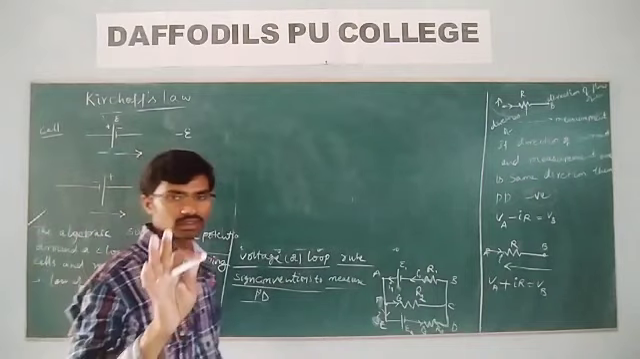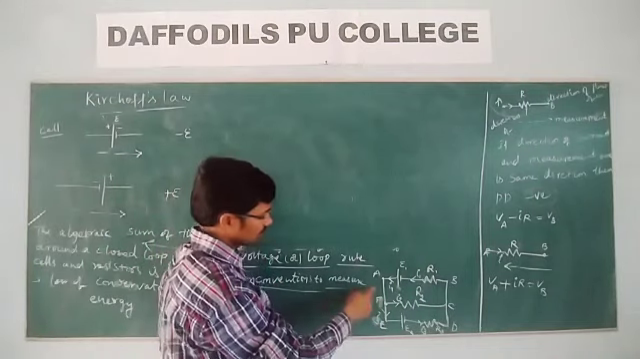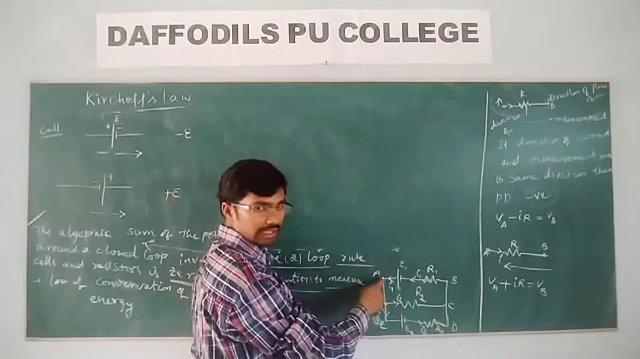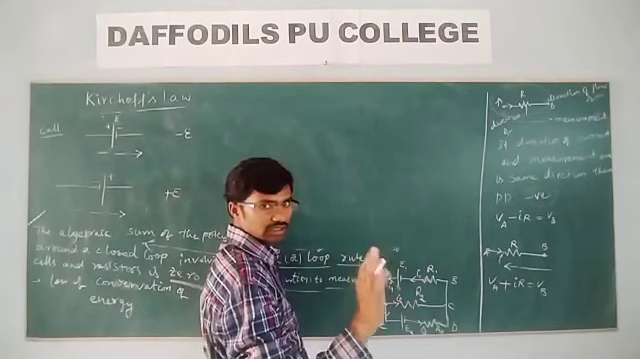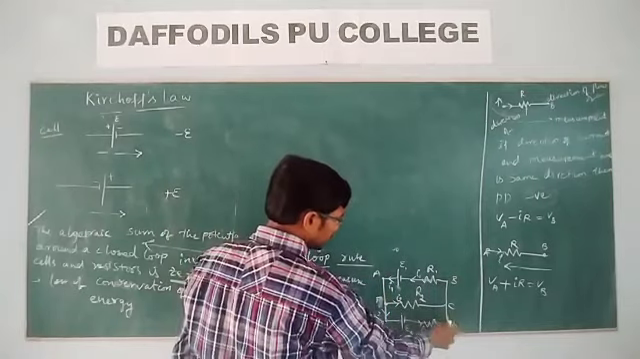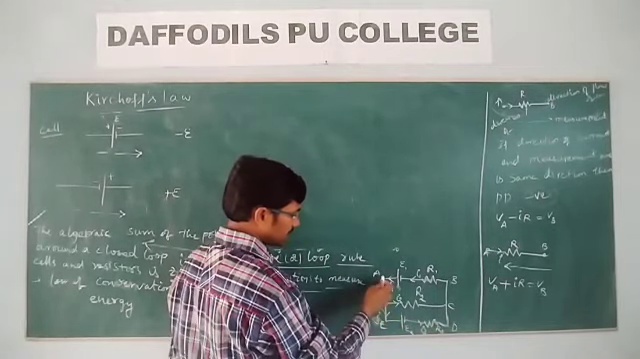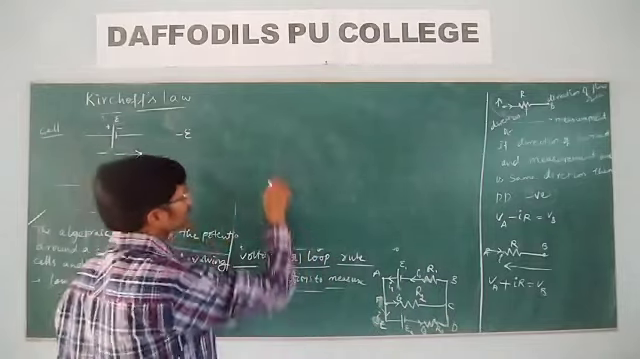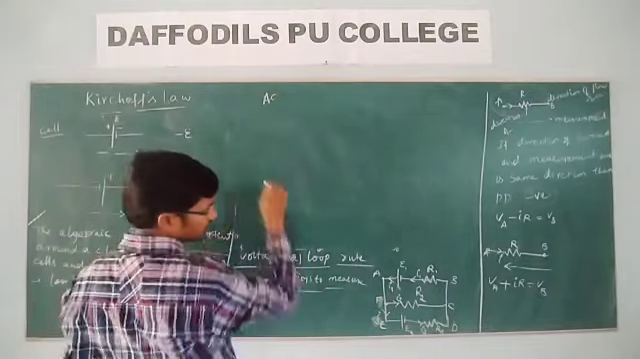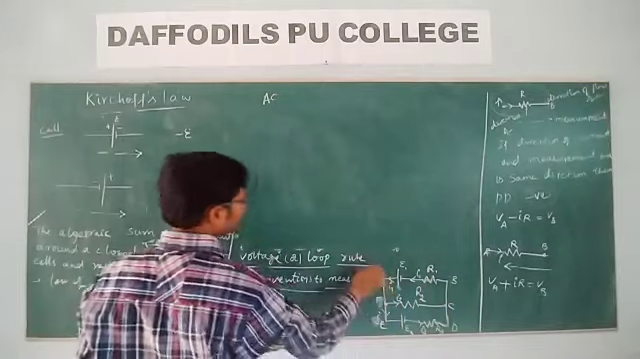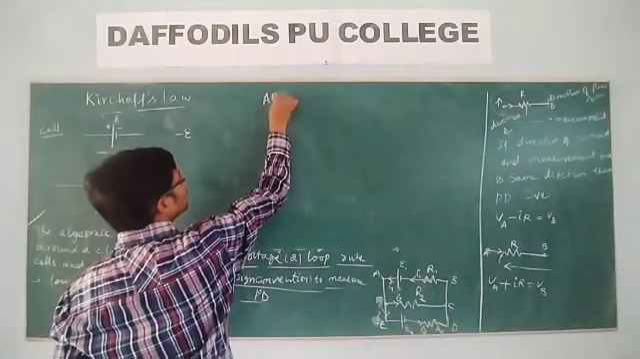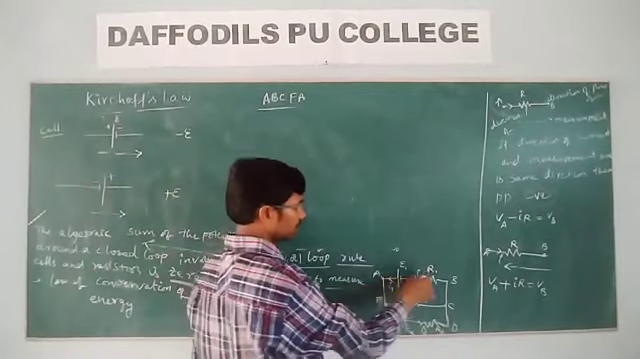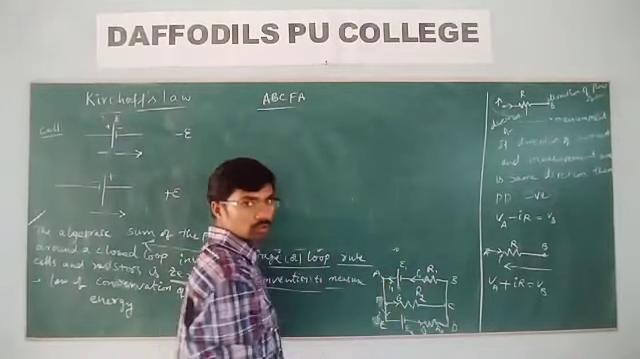We need a closed loop, that you keep in mind. Here what do we have? A, B, C, F, A. Any loop we can take, there is no restriction. A, B, D, E, A. A, B, D, A. Or let me take anything. Now let me take A, B, C, F, A. Now this is a closed loop.